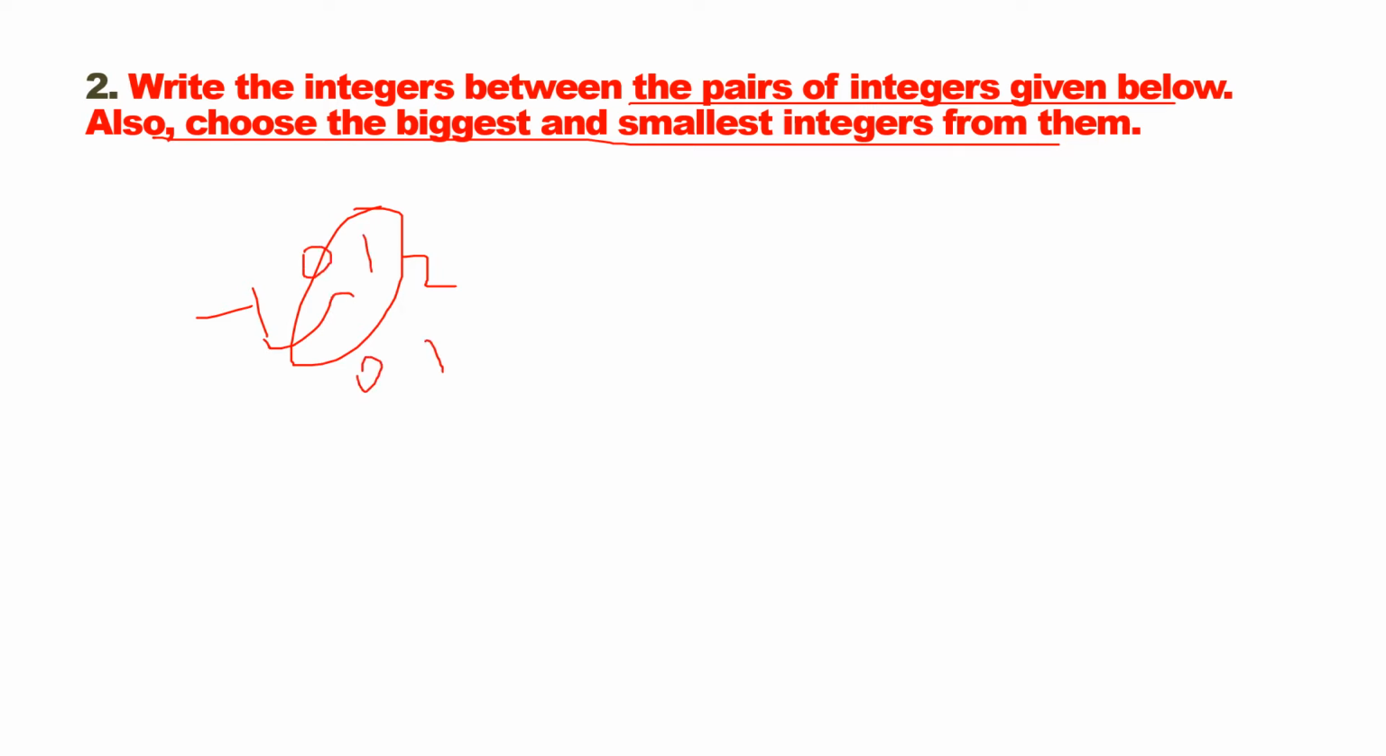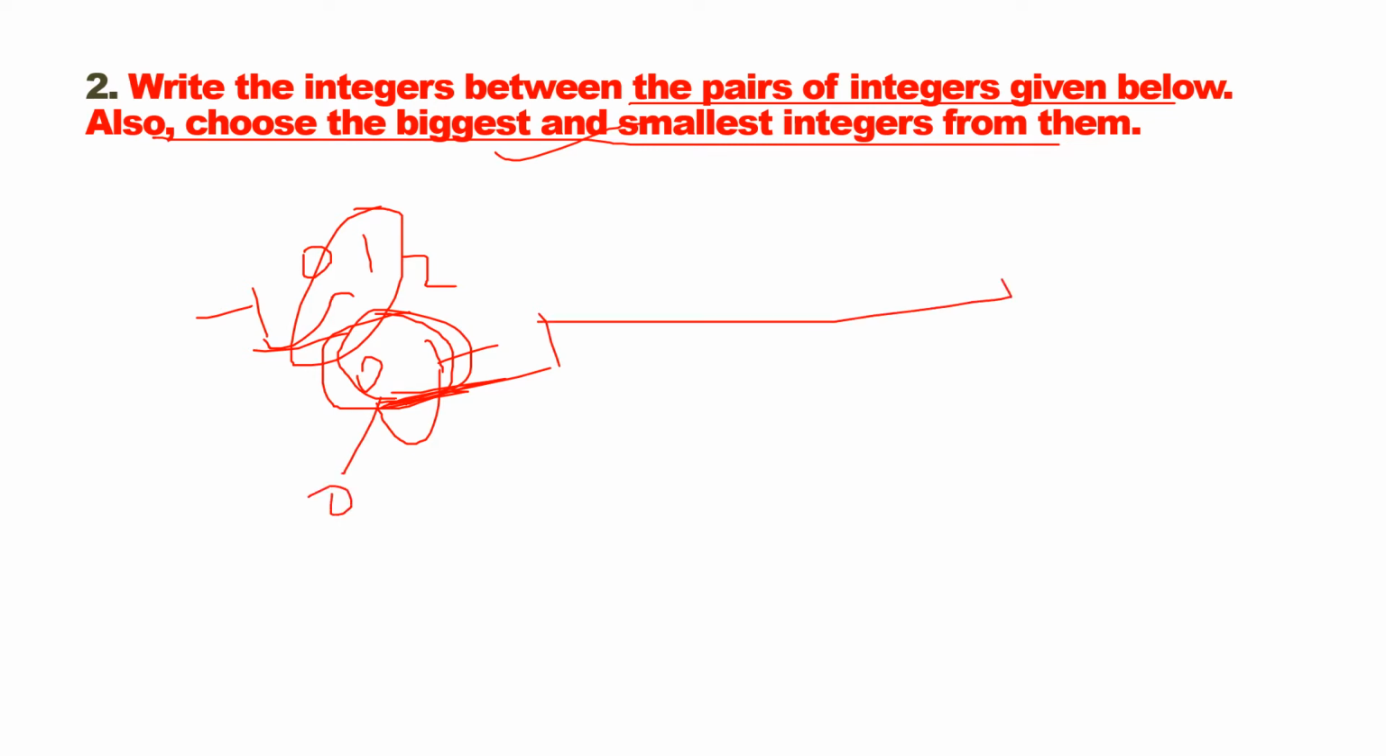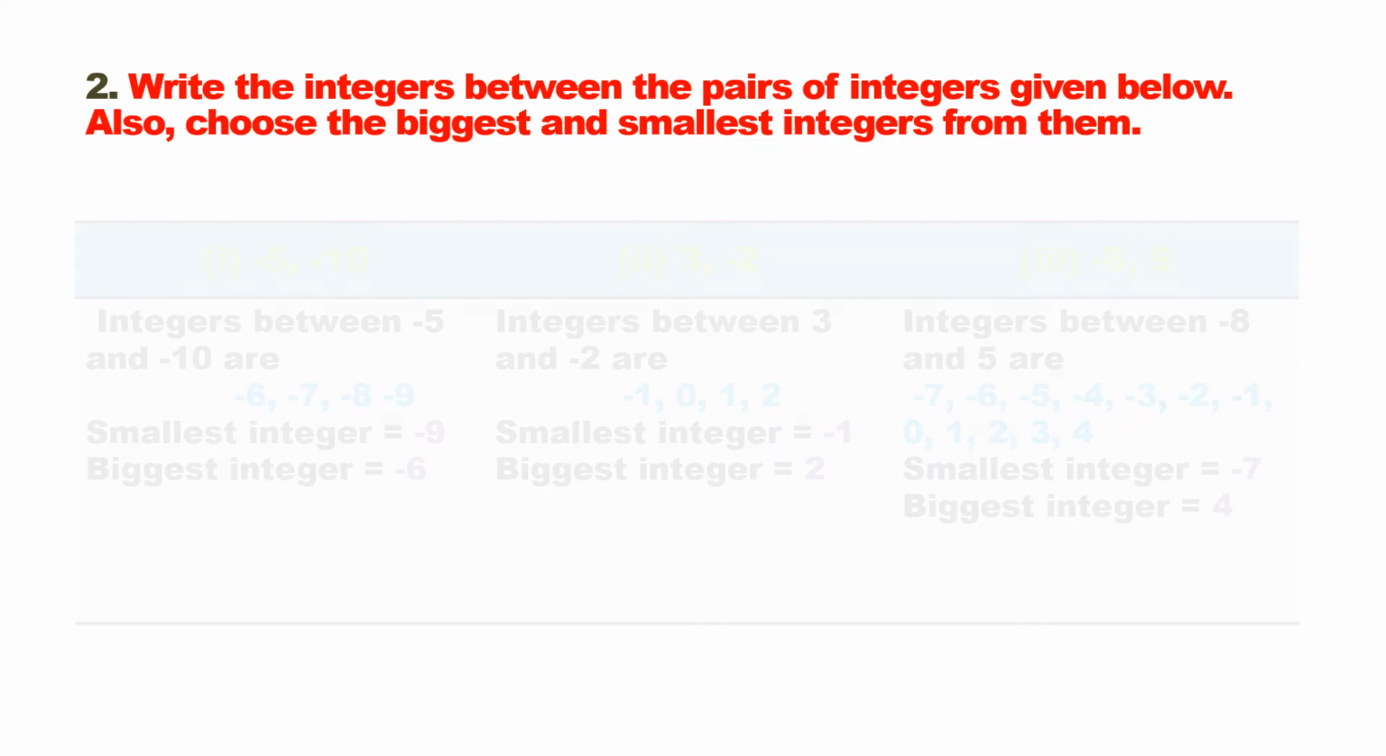You should write these in-between numbers, and you should choose the biggest and smallest from these two. For this question I wrote these two in-between numbers. What is the biggest one and what is the smallest one, you should write. Here the biggest one is 1 and the smallest one is 0. In this way first you should write in-between integers. Among them you should pick out the biggest and smallest. Clear? So let us go to the first problem.